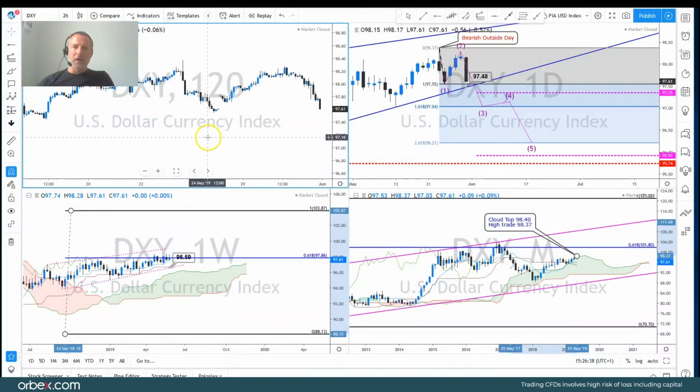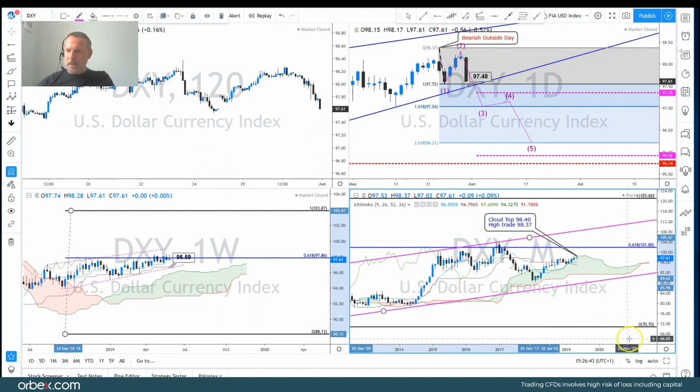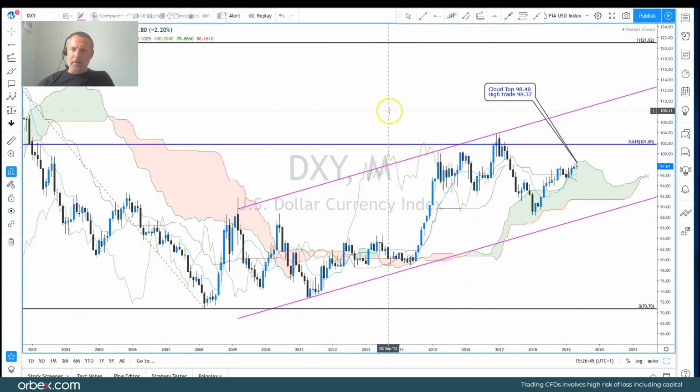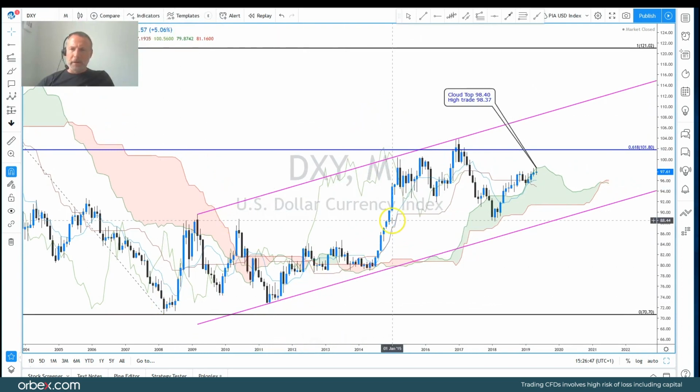The first chart that we're going to look at is the dollar index. Here, I'm just going to highlight the monthly chart. We're in a very large bullish channel formation. We have seen some capping in price action last week. We've actually got a cloud top at 98.40 and we made a high trade of 98.37 this month.